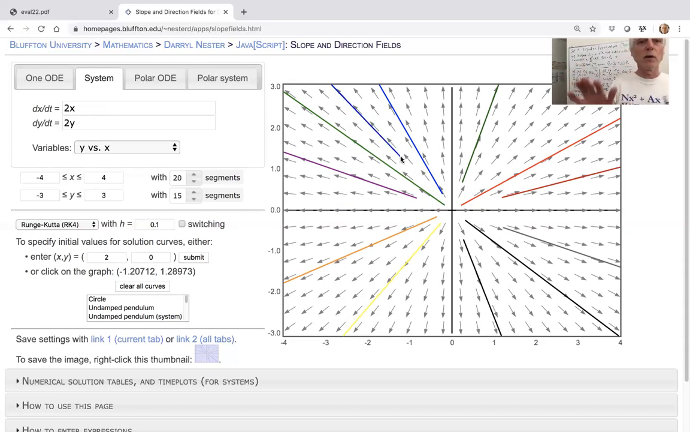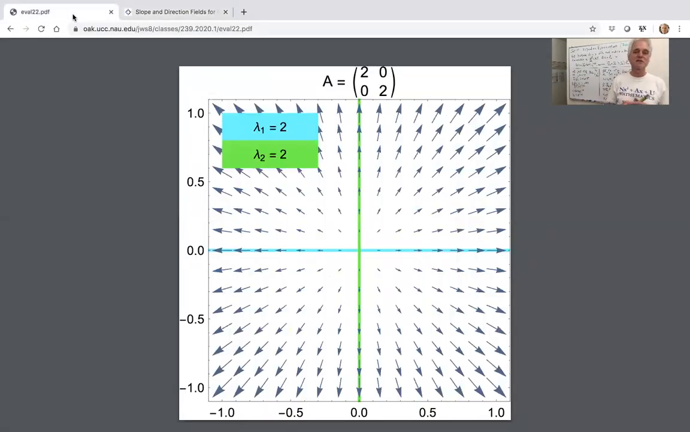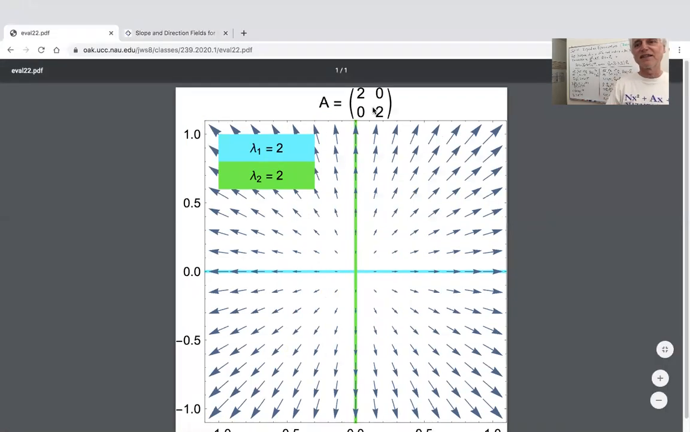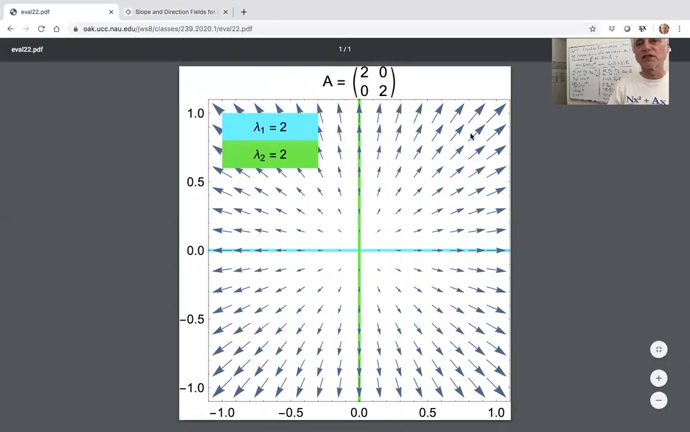This is a lot, by the way, like Hubble's law. The farther the galaxy is from you, the faster it's moving away from you, right? So this is a picture of Hubble's law. Let's see it this way. That's a little bit more like Hubble's law, so you can see that the farther you are from the origin, the faster you're going. All right.